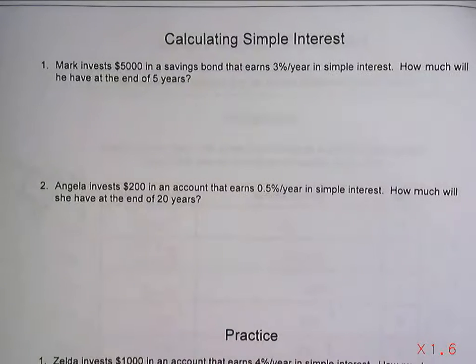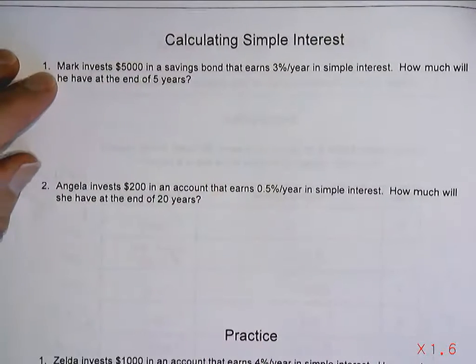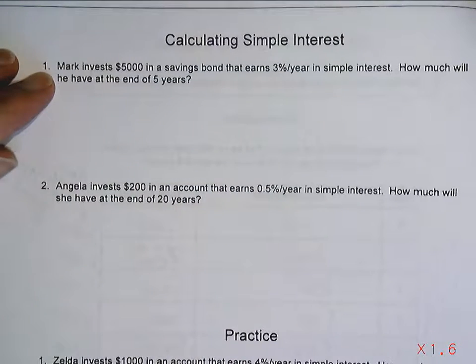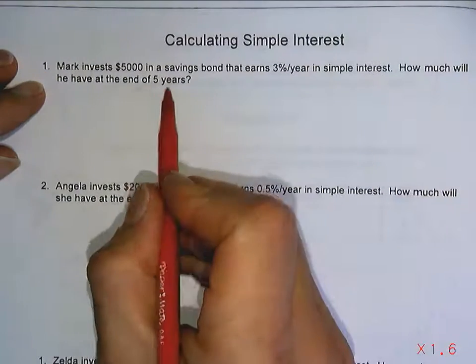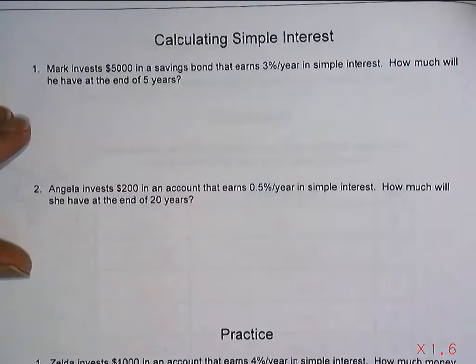Okay, so calculating simple interest. Mark invests $5,000 in a savings bond that earns 3% per year at simple interest. How much will he have at the end of 5 years? Now, there's two ways to do this, and I'm going to show you both of them.